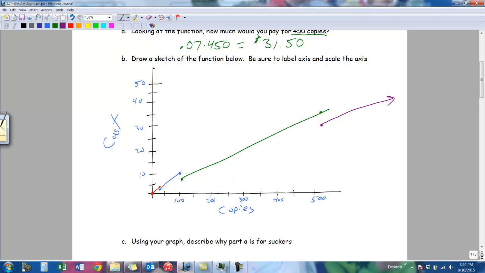For $25 rather than the $31,150. Businesses try and get you like that. Anyways, this is a real-world example of a piecewise function.